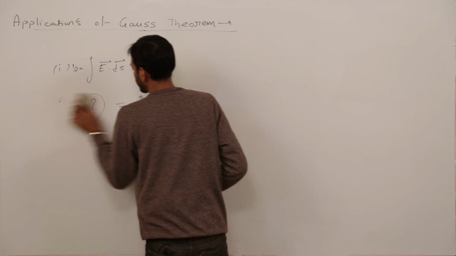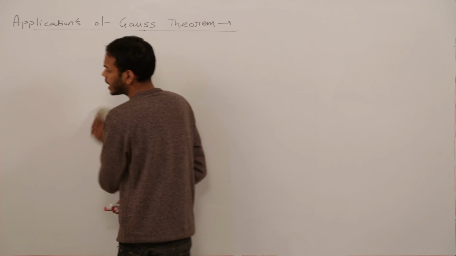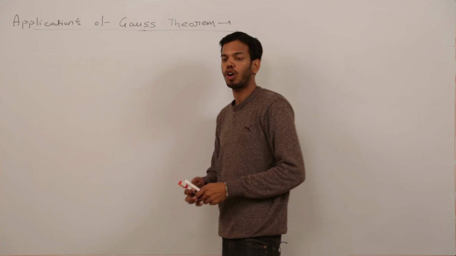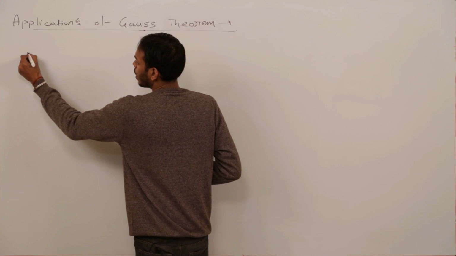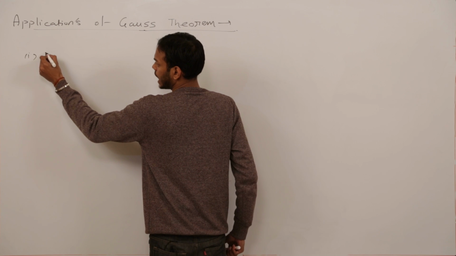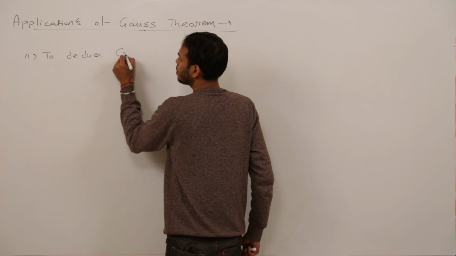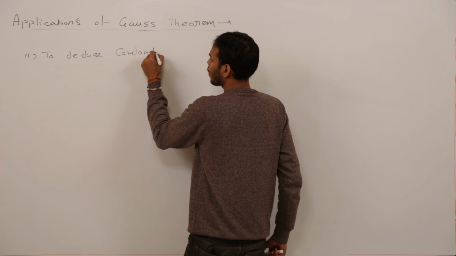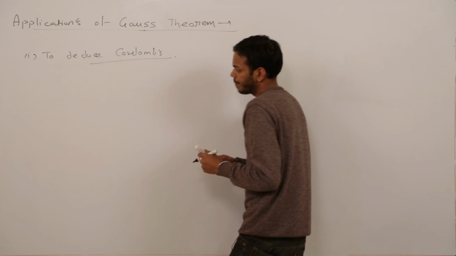Let's start it out. How many charge distributions do we know about? Linear charge distribution, surface charge distribution, and volumetric charge distribution. We will come back to that point, but first we will do, let's deduce Coulomb's law from Gauss theorem. Okay, let's do this point first.